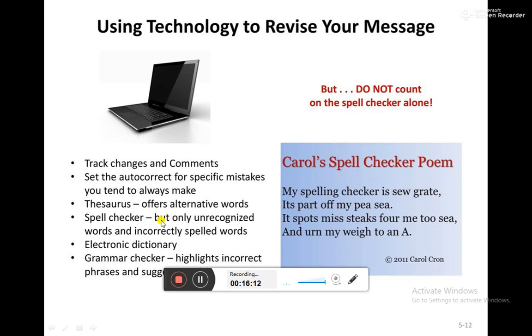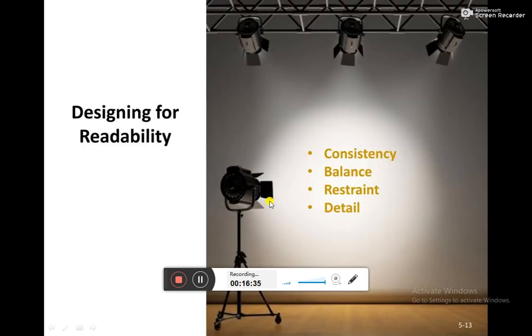The next slide will be discussed in the next video, part 3. You should also watch part 3 in order to understand the whole lecture very deeply. We are going to discuss part 3 in the next video, and that is designing for readability.